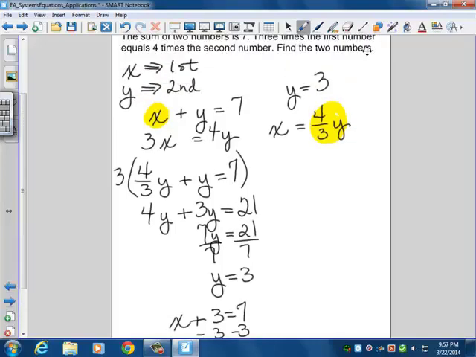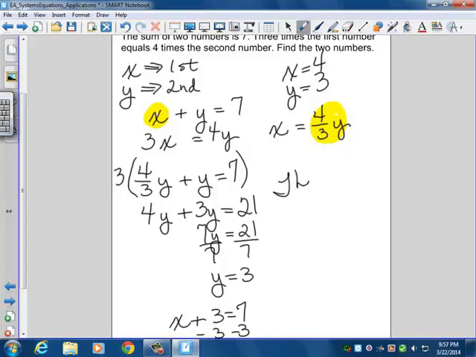So now I have both numbers. Does that work? Does that fit both equations? That's my last step, right? I need to check. Definitely 4 plus 3 is equal to 7, so yes, it works in the first equation. And 3 times 4 is equal to 4 times 3, so yes, it works in the second equation.